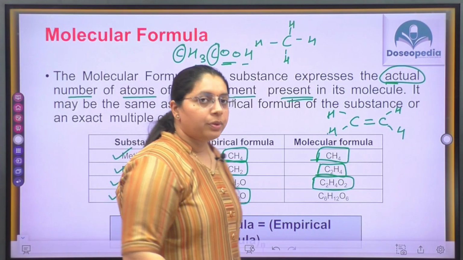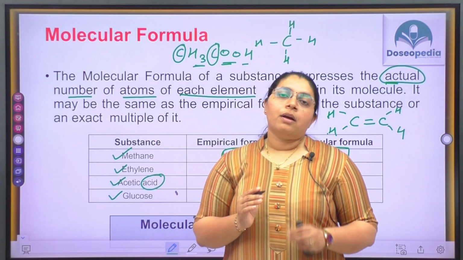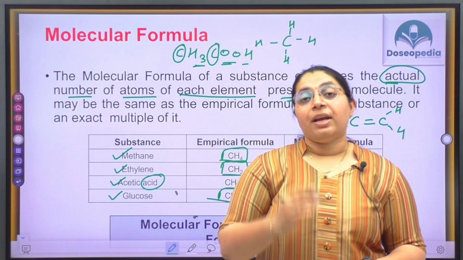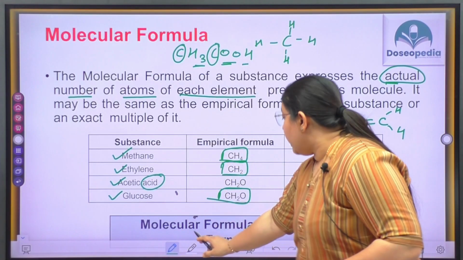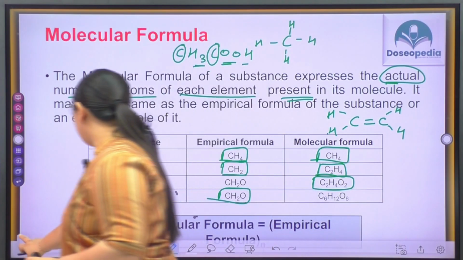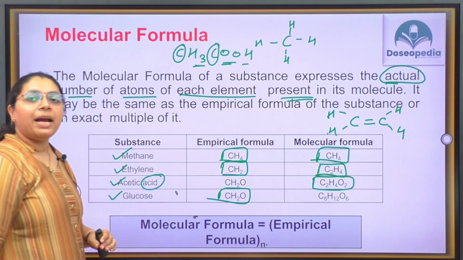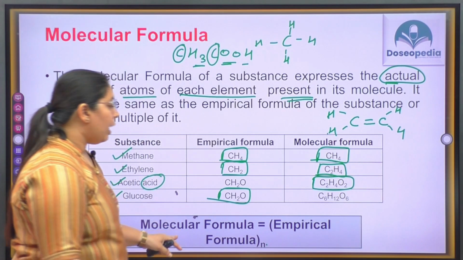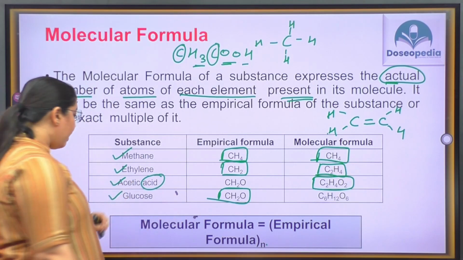Now students, if you want to relate the molecular formula and empirical formula, we can write one equation. And what is the equation? Molecular formula is equal to the empirical formula multiplied by n, where n is the number of units.